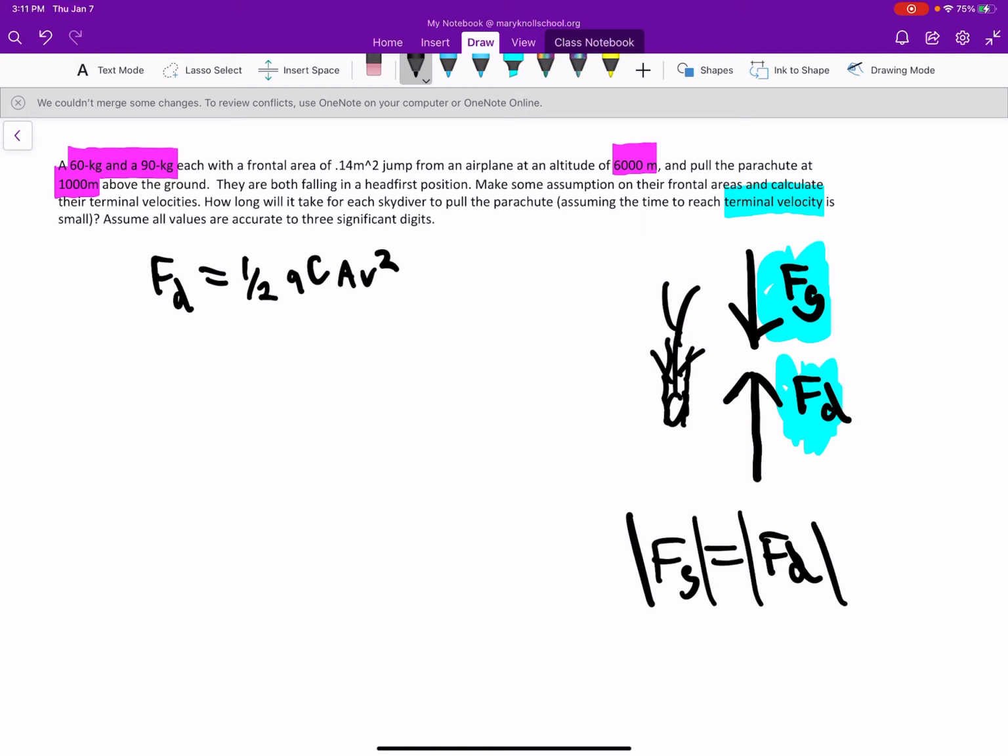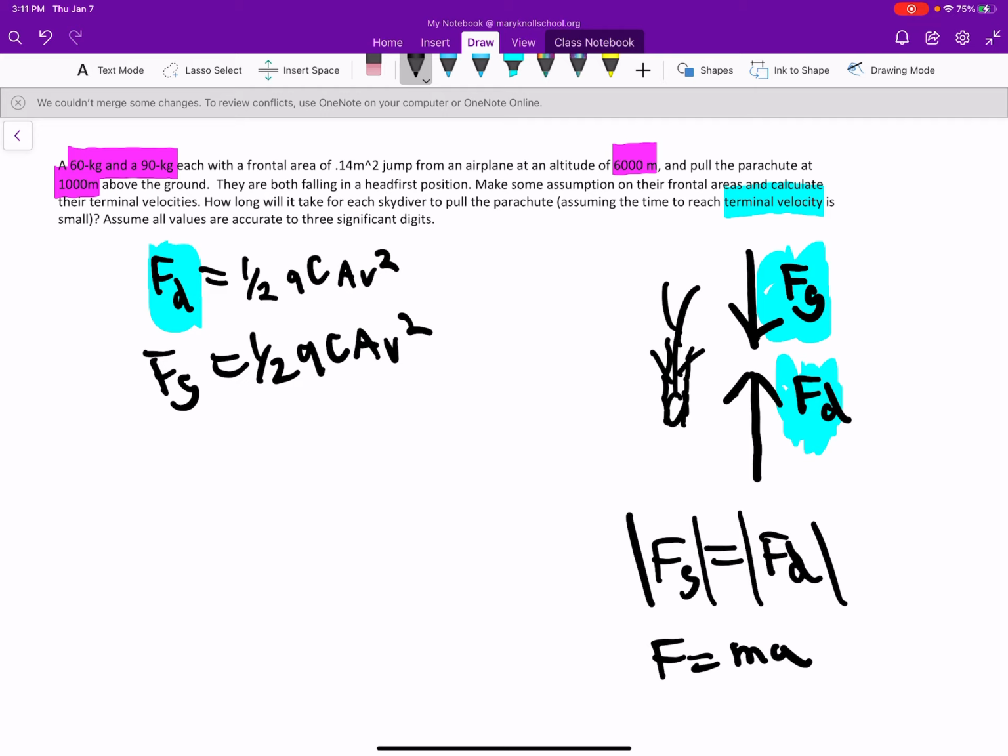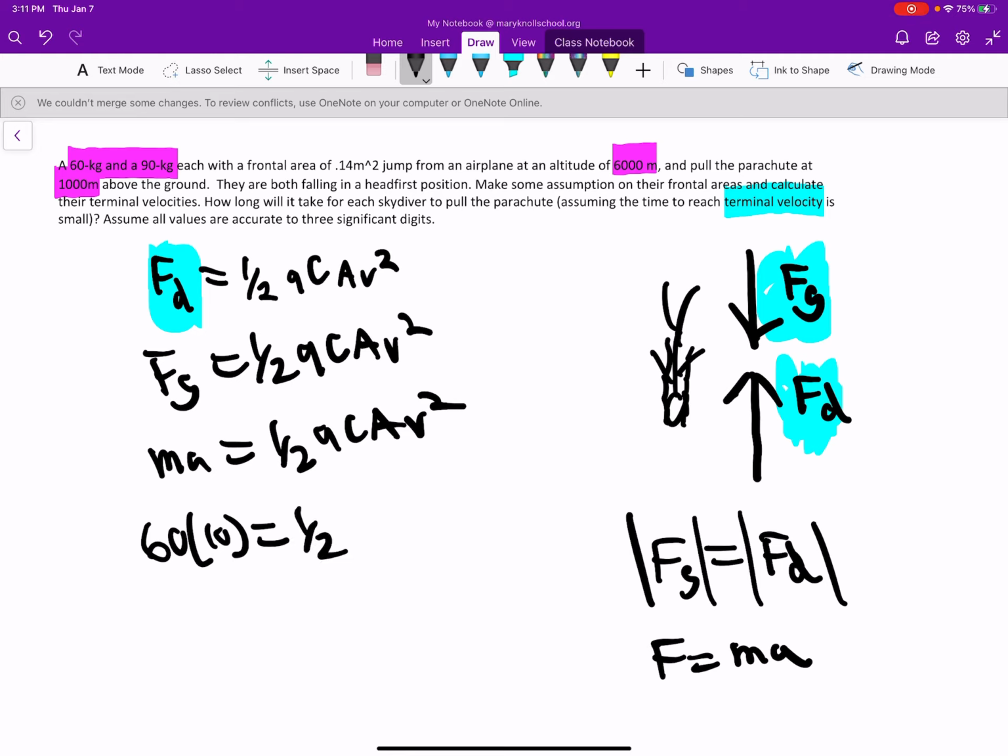Okay, so let's go ahead and put this down here. So remember, the force of gravity is just mass times acceleration. So I'm going to go ahead and replace this force drag with force of gravity, and then we get 1/2 QCAV squared. And then I'm going to replace it again with mass times acceleration, which is also 1/2 QCAV squared. Now the mass, I'm going to do the 60 kilogram first. So that's 60. Acceleration due to gravity is 10. So we get 1/2 Q. Q on Earth is just 1.